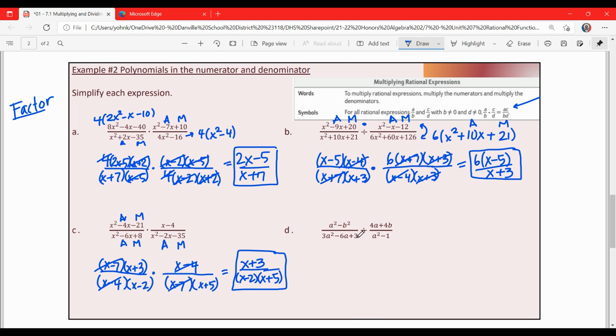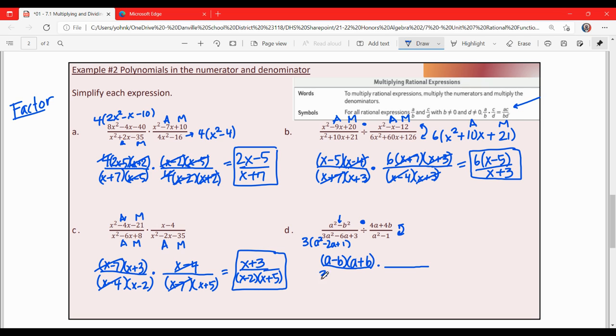All right, when we look at letter D, notice we have division. So we need to make sure we multiply by the reciprocal. So let's do our fractions. The top left is the difference of two squares. A squared is a square, b squared is a square, and there's a subtraction sign in between. So I can factor as a minus b and a plus b. On the bottom left, there is a 3 in common. So I can factor that out, and I have an a squared minus 2a plus 1.